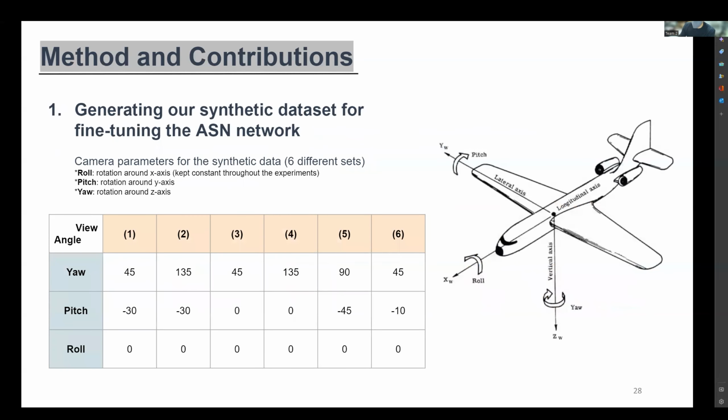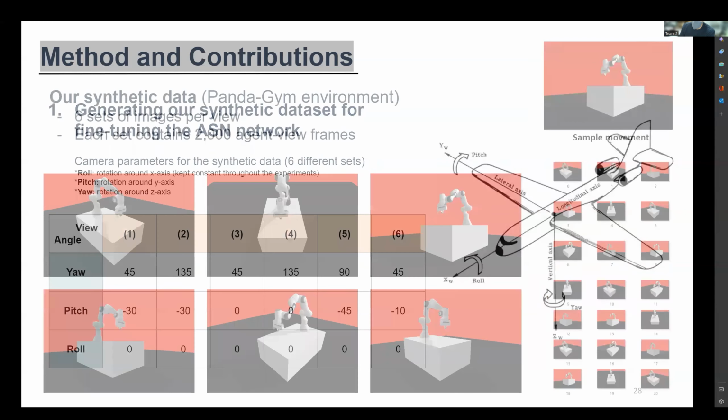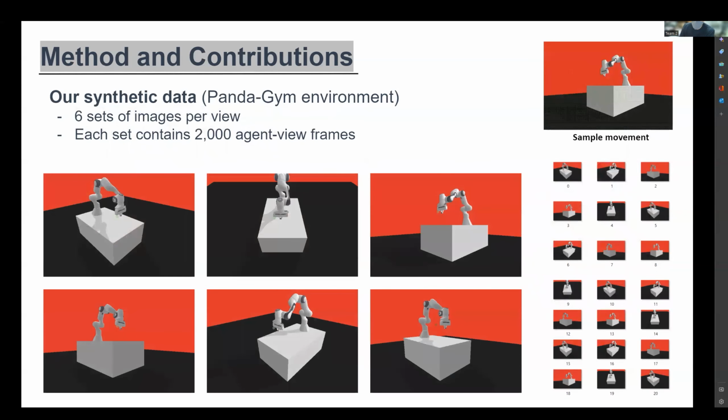First, in order to generate our synthetic data set, we came up with 6 different pairs of camera parameters. So, for the yaw, pitch, and roll, as you see on the right, yaw, pitch, and roll are shown as in the figure. And using these parameters, we generated 6 sets of 2,000 images per view, and each view is shown in the figures below.